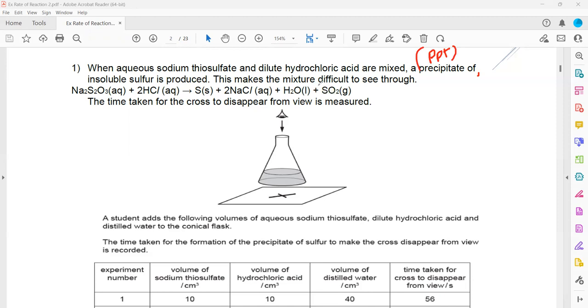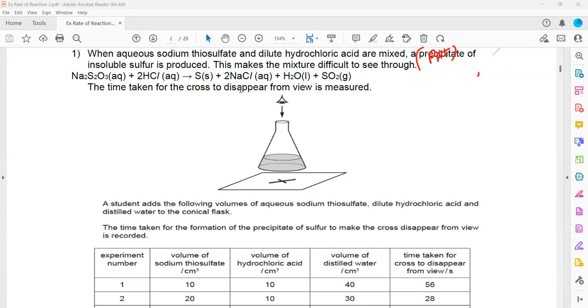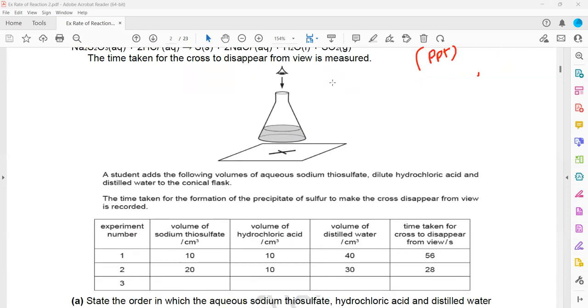Actually, when we mix them together, they will react. So first we mix them together and then the mixing will lead to a reaction. It's not a physical change, it's a chemical change as a new substance is formed. When sodium thiosulfate reacts with hydrochloric acid, it results in the formation of sulfur, sodium chloride, water, and sulfur dioxide. The time for the cross to disappear from viewing is measured.